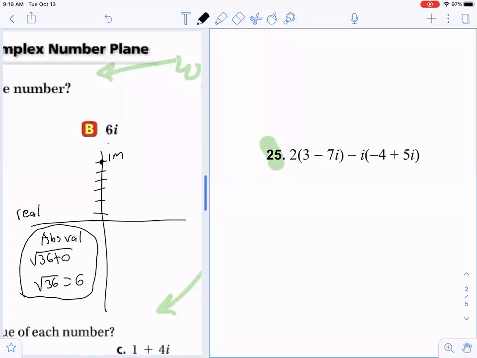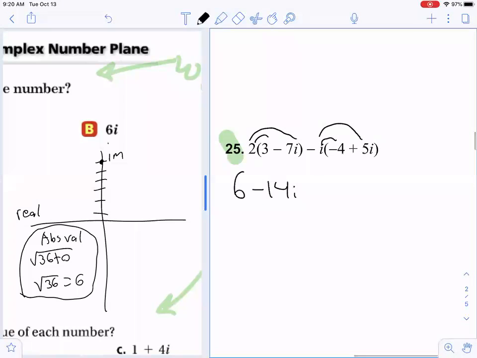Okay, we're going to look at number 25 together. 25 is kind of unique because you're not going to multiply the 2 parentheses together, since they're separated by a subtraction sign. So in the first parenthesis, you're going to distribute a 2. Go ahead and do that part first. 2 times 3 is 6, and 2 times 7i is 14i. Okay, now in the second parenthesis, what is a negative i times a negative 4? Excellent.